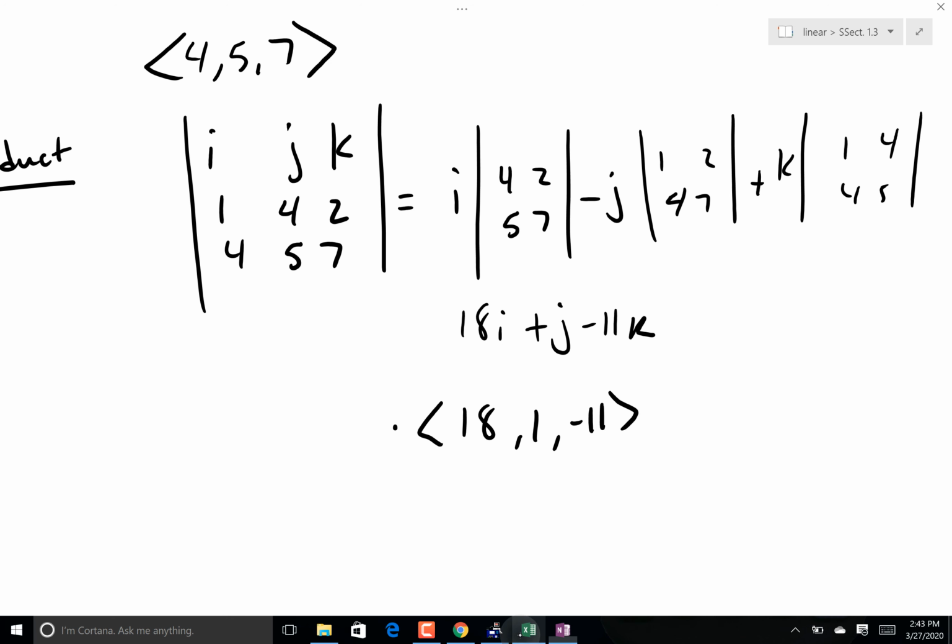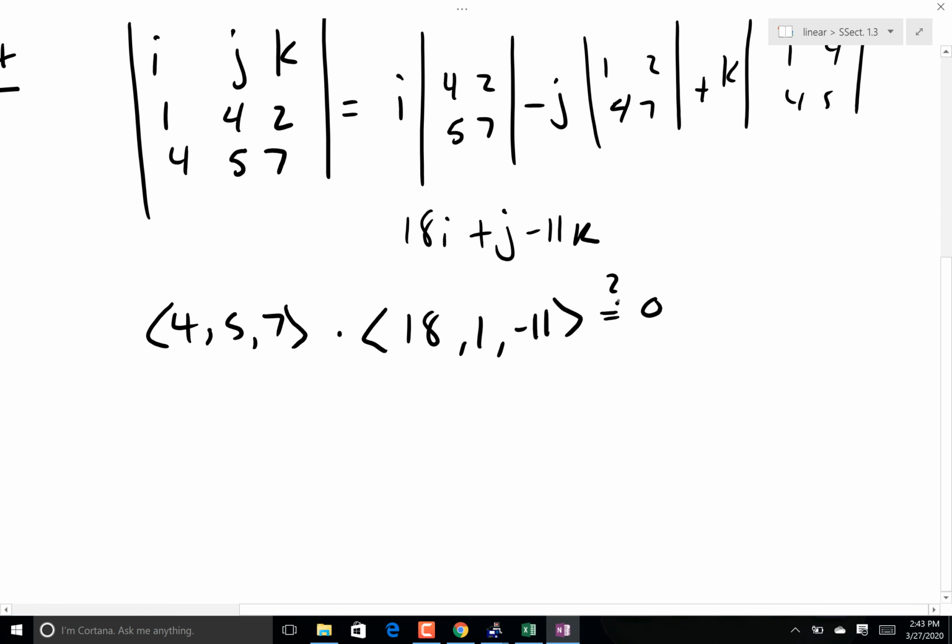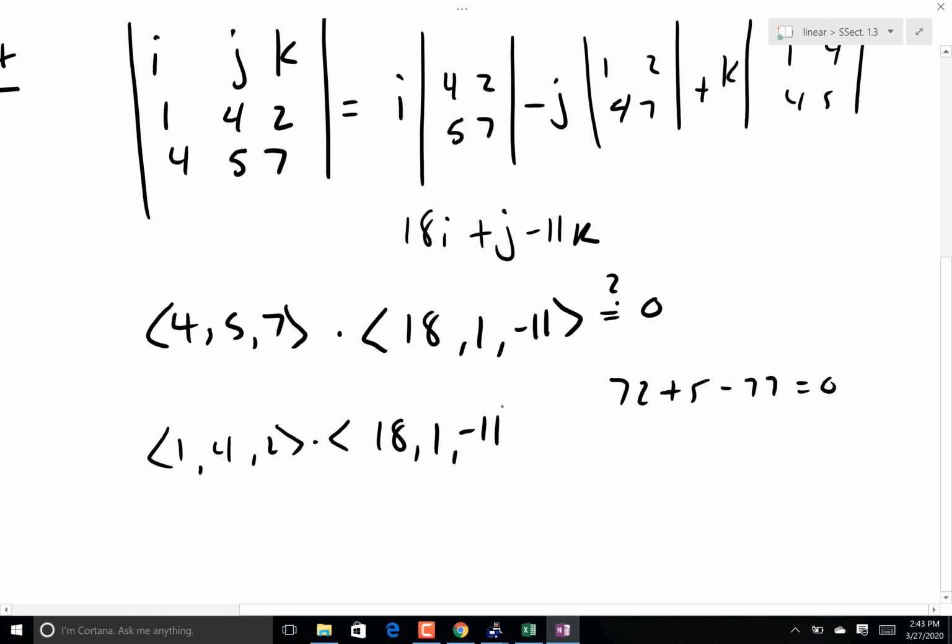In theory, when you dot that with 4, 5, and 7, you should get 0. It should also be true for 1, 4, and 2, so we'll double check that. 72 plus 5 minus 77 is indeed a goose egg. That's cool. And with 1, 4, 2, 18, 1, negative 11 is 18 plus 4 minus 22, which is indeed a goose egg. So that's cool. The idea is we have found what we call the normal vector.